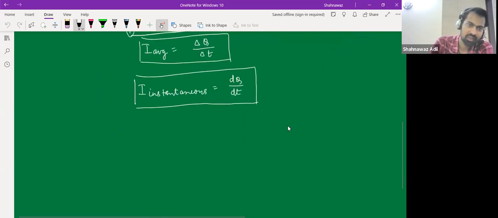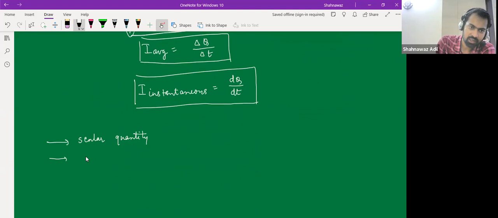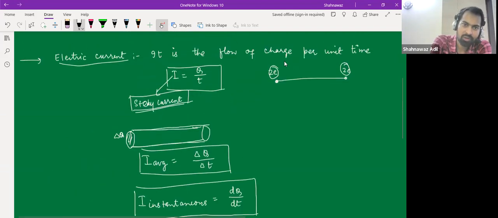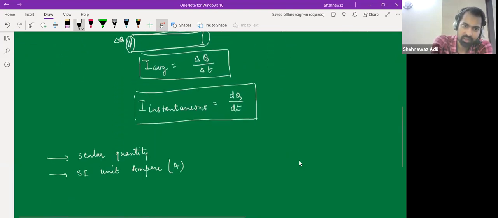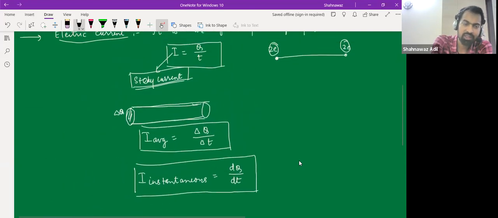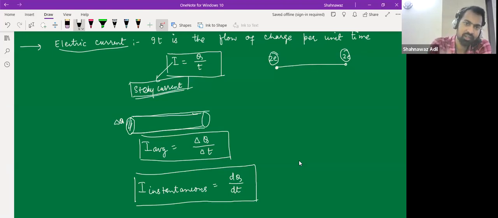And it is a scalar quantity. Right, and its SI unit is the ampere, which is denoted by A or amp. So this is about the current, right? We will also talk about the direction of current, but for the time being, let us discuss these points. So this is about the electric current. Any question, guys? No. Okay.